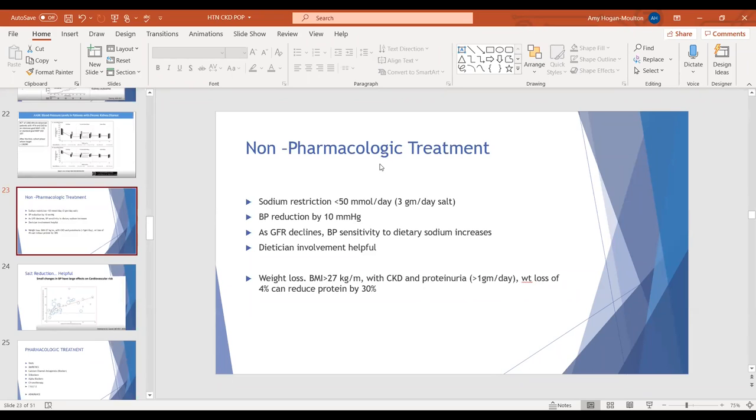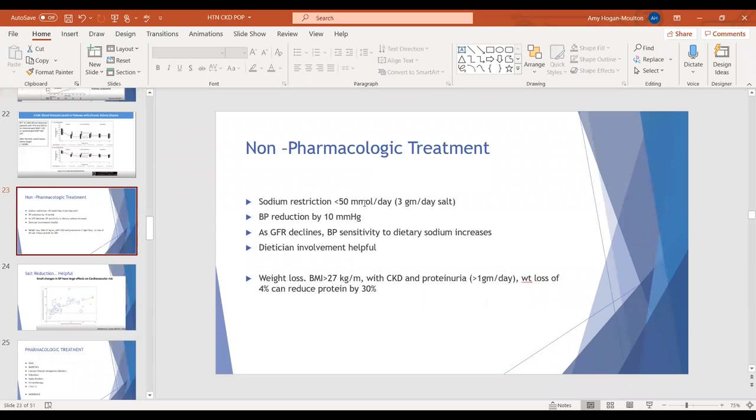And we send them to dietitians. We have a very active renal educational program that gets you access to nutritionists to try to restrict your sodium and learn more about the food and what's in the food, because less than 2 grams would probably be better.